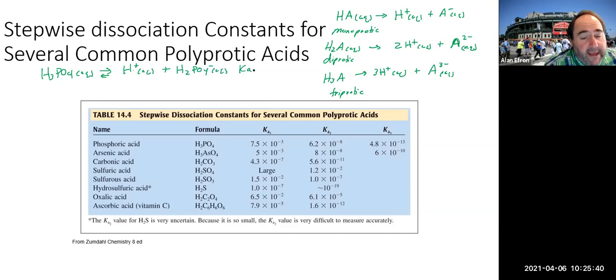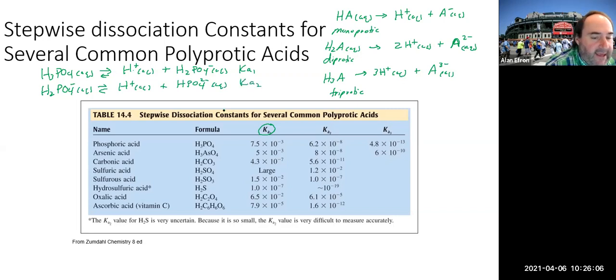This would have a Ka value for itself, and that step would be a Ka1 value, which we see here in this table. The next thing that would happen is that H2PO4 minus would then drop off an H plus, leaving us an HPO4 2 minus. That also would have a K value associated with it, which would be this Ka2 value.